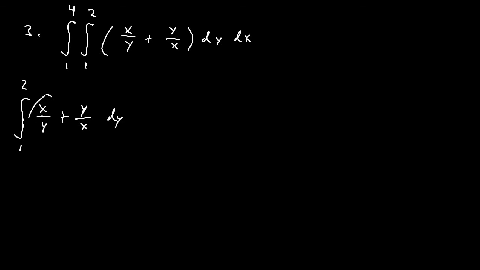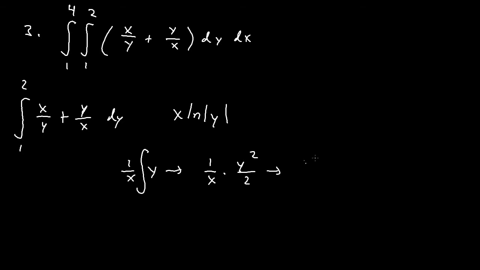Now for the integral of x over y, since x is a constant, I can rewrite it as x times 1 over y. Now the integral of 1 over y is just the natural log of the absolute value of y. So we have x times the natural log of absolute value of y, and the integral of y over x. Now 1 over x is going to be a constant, and then we have 1 over x times y. So if we're going to integrate y, we can rewrite it as 1 over x times y squared over 2. So then we get y squared over 2x. So I can rewrite it as x ln absolute value of y plus y squared over 2x.